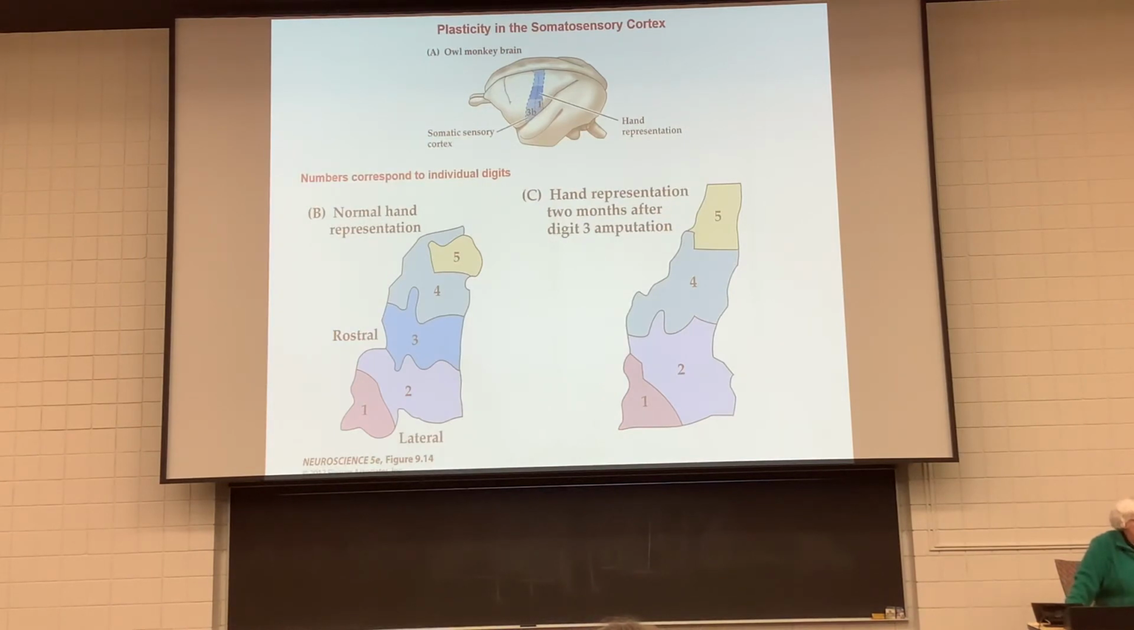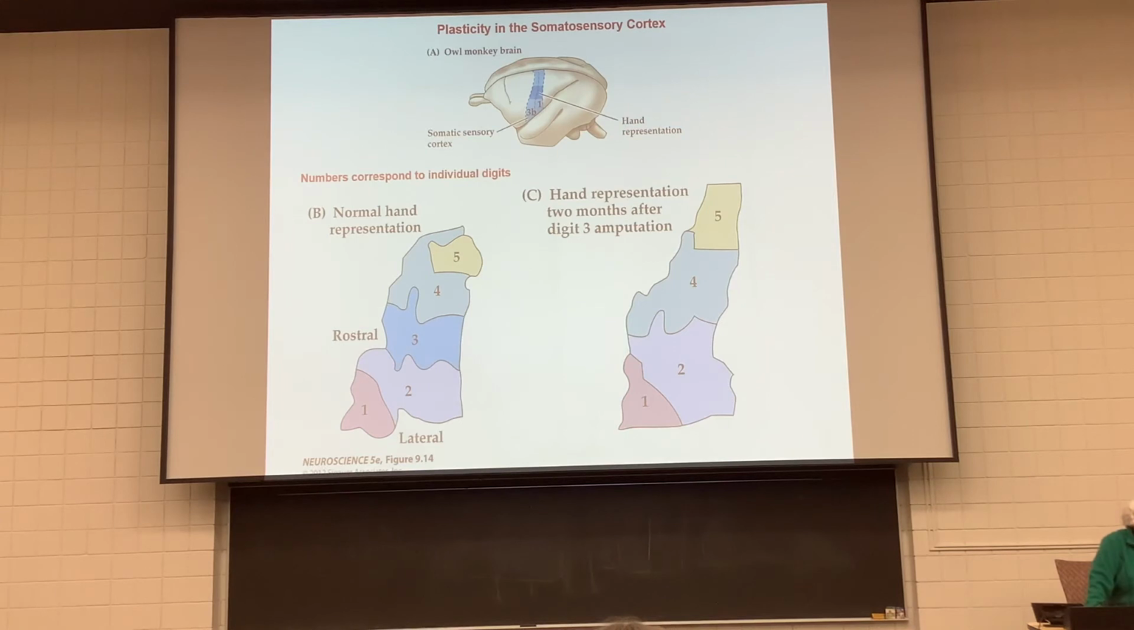Okay, one more thing for touch. Is there plasticity? Okay, so again, here's area 3B. And here's, if you were to map it out, you would find individual digits. So these numbers, here's digit 1, 2, 3, 4, 5. And as you might expect, our index finger, our middle finger, and ring fingers have kind of a large representation. Little finger, not quite so much, but it's there.